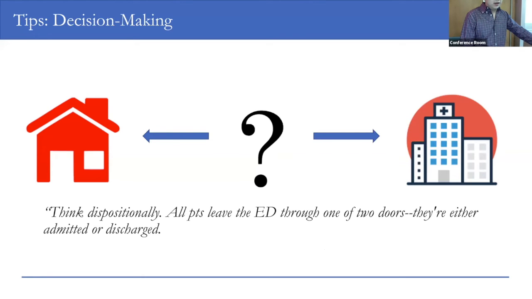You mentioned think dispositionally: all patients leave the ED through one of two doors. They're either admitted or discharged. And so all of our testing and all of our treatments should really be focused on helping us to decide where they're going to go. So it's just as important, if not more important, than the specific diagnosis that they leave with.